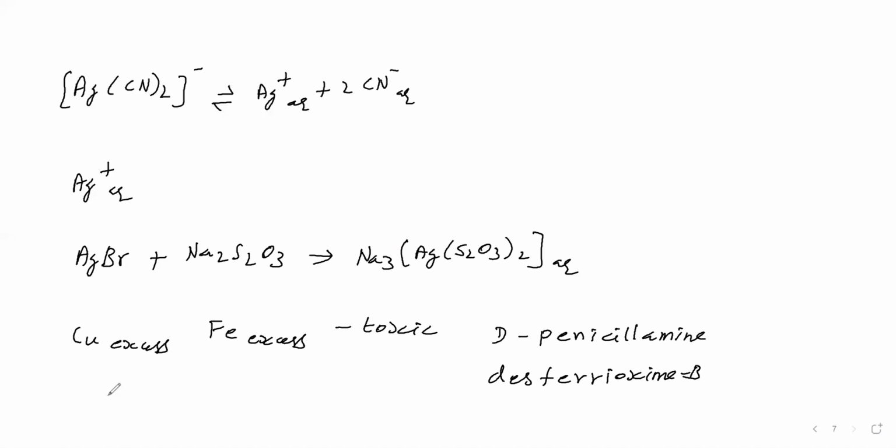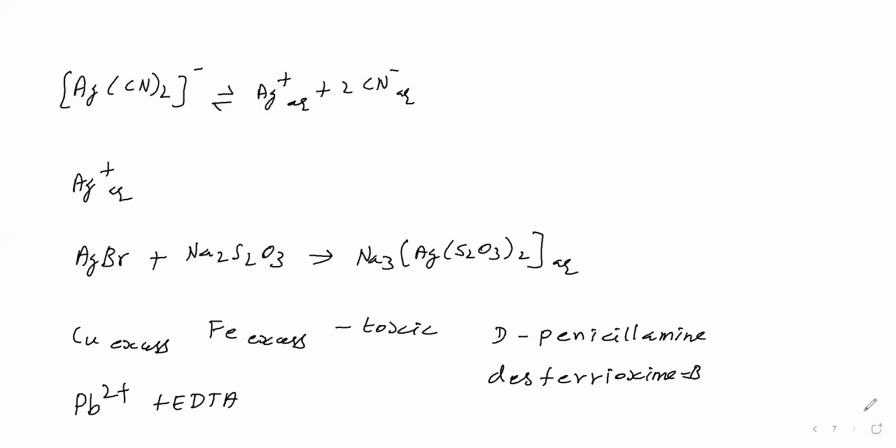Then, for lead poisoning, the lead metal ion is removed from the body by treating with EDTA. EDTA forms a complex with it, so it is converted into a complex. So it is not present as a free metal ion in the body. Therefore, the toxicity is removed by forming the complex.